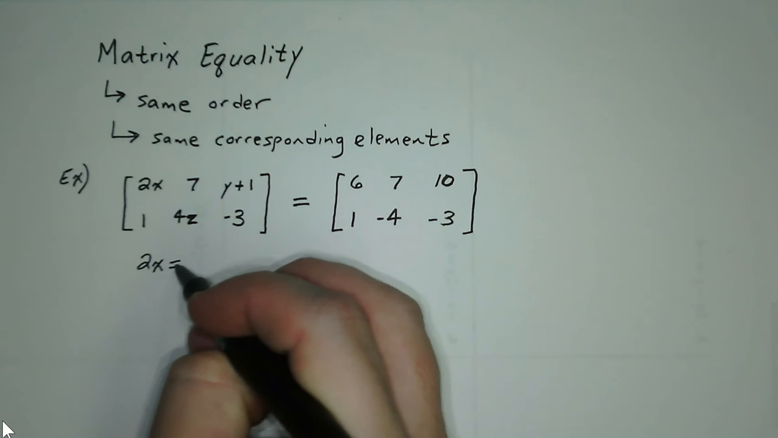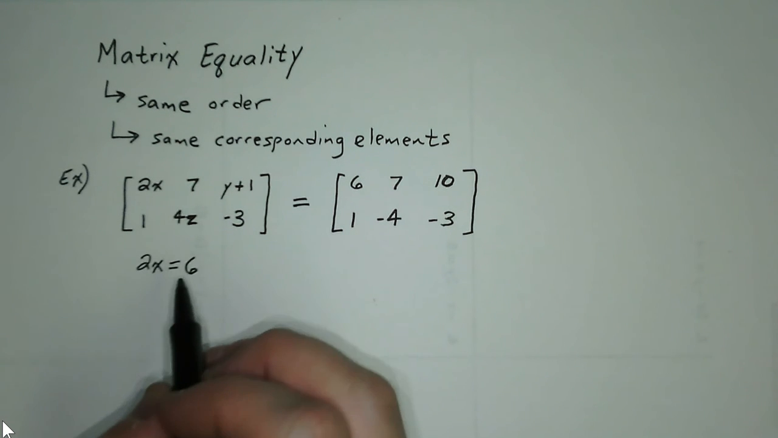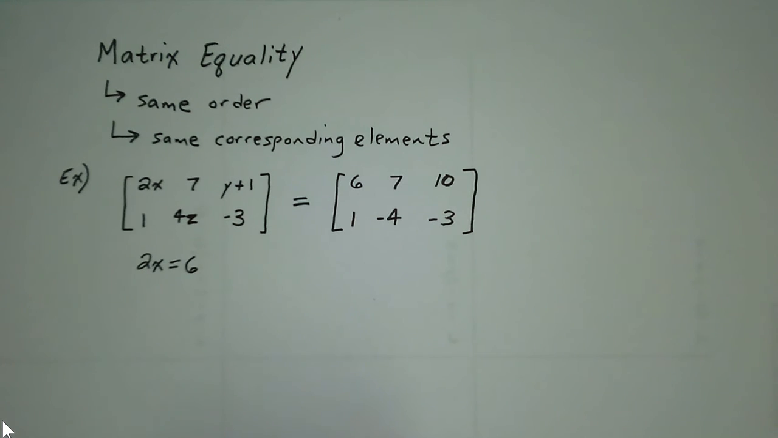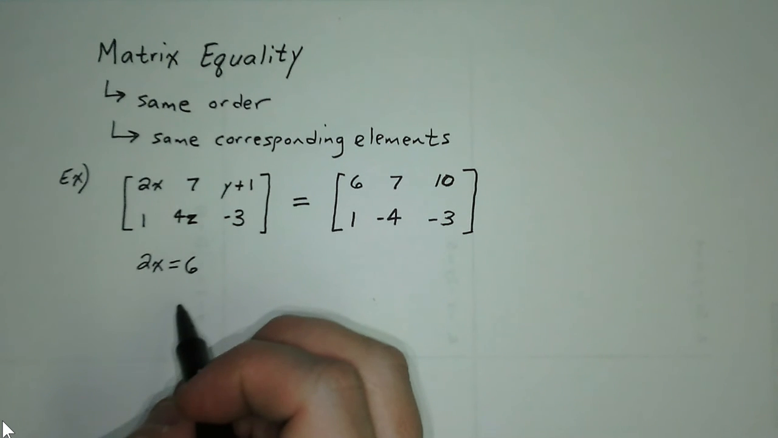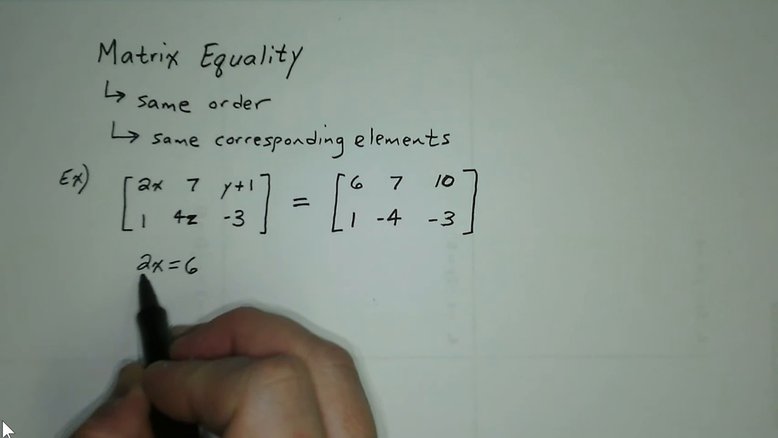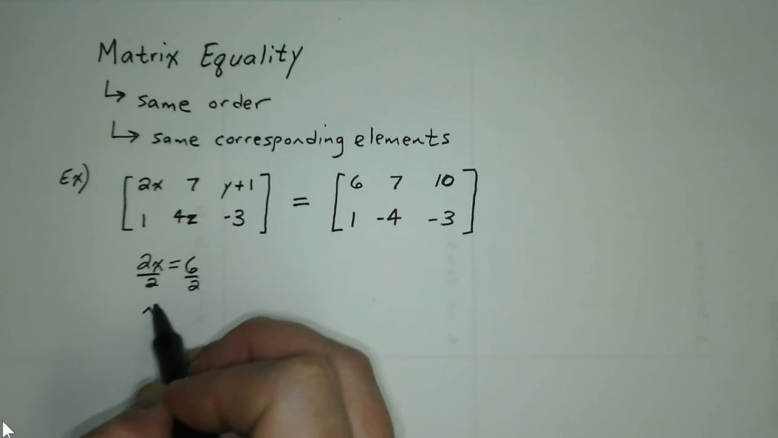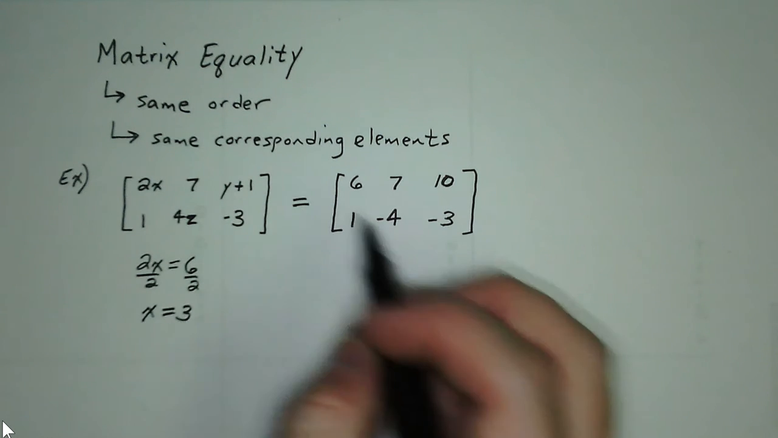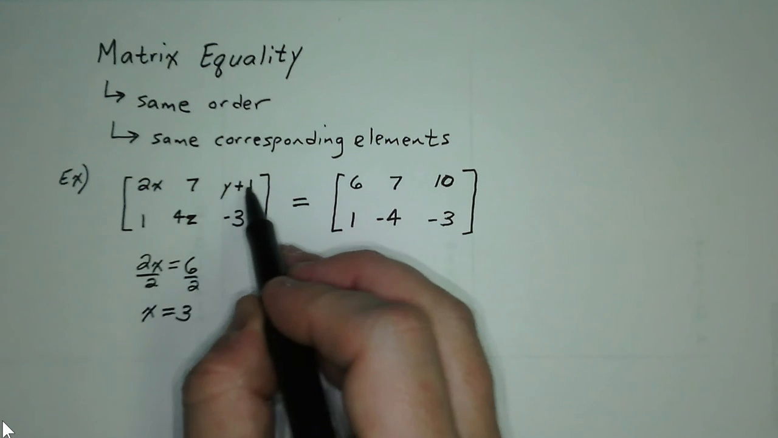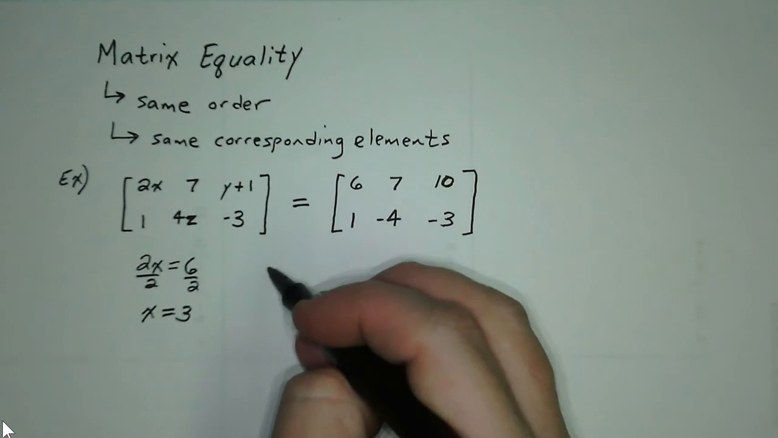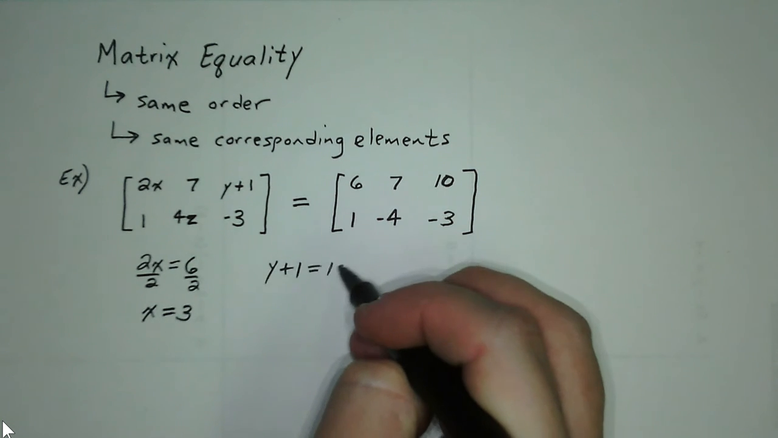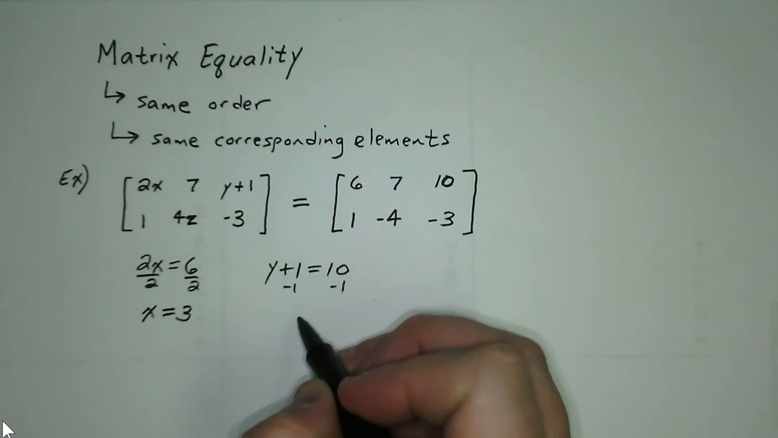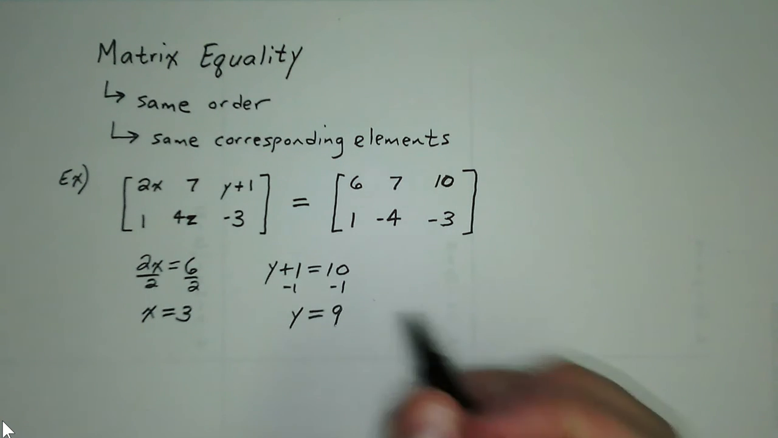2x has to basically be equal to 6. So I don't know if you actually need to write this out like this, but you could set 2x equal to 6, and then literally solve for x by getting x by itself, dividing both sides by 2. And so, wouldn't you know it, x actually equals 3. The y, well, we got this y plus 1, which has to equal the 10. So y plus 1 equals 10. If you subtract 1 from both sides, it looks like y equals 9.